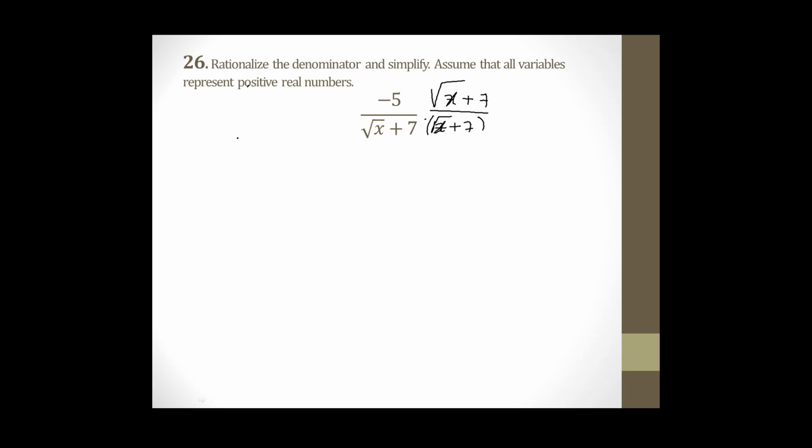So all we have left to do up top, let me put it in parentheses so you see that I'm going to distribute, not that I have to put it in parentheses. So I'll have negative 5 square root of x minus 35.